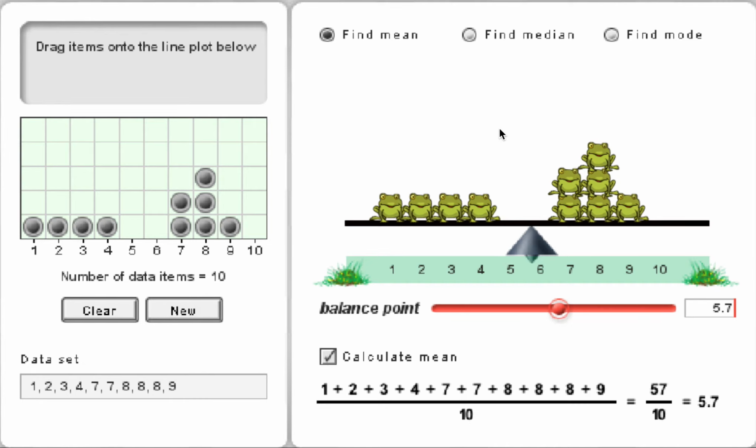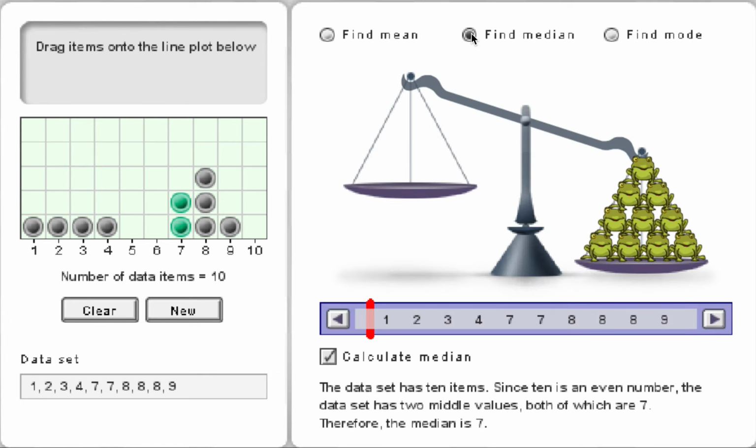Where do you think the median would be? Should it be bigger or smaller than the mean? There are more frogs on the right than there are on the left. That means there are more values that are bigger than the mean, so the median should be higher. It is. So I hope this helps.